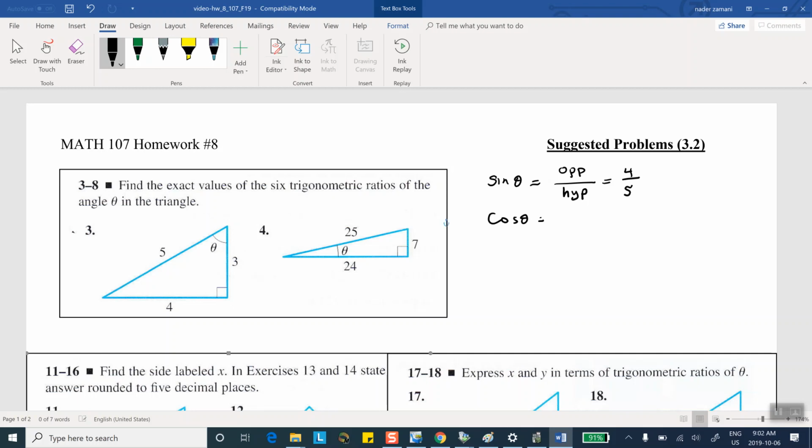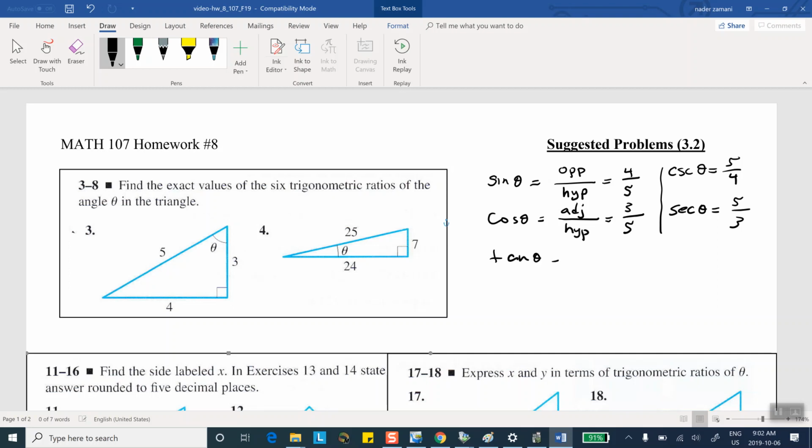Cosine of theta is adjacent over hypotenuse. Adjacent is 3 over 5. Tan theta, well, while we're here, we might as well do cosine, secant and cosecant. So secant of theta is 1 over cosine, which is 5 over 3. And cosecant of theta is equal to 1 over sine, that is 5 over 4.